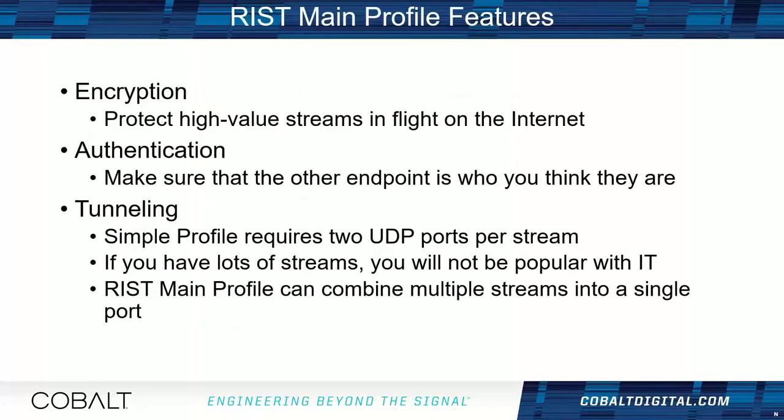All right, then we move on to RIST main profile. Simple profile gets the content there. Main profile protects it. So the main profile features are encryption, which is if it's going out in the internet, it needs to be encrypted or people are going to steal it. Authentication, which is independent of encryption. Authentication makes sure that you're connecting to the endpoint you think you're connecting. And tunneling, because that makes it simpler for IT. You need only one UDP port, and you can open it whatever is convenient for you. And the main profile can combine multiple streams into that single port. So that's what main profile gives you.